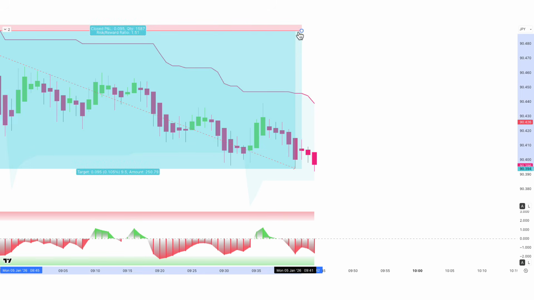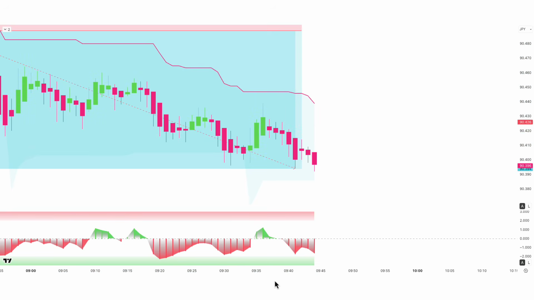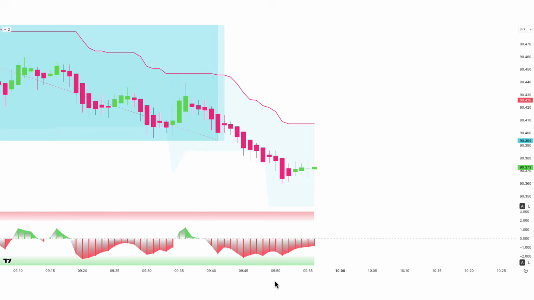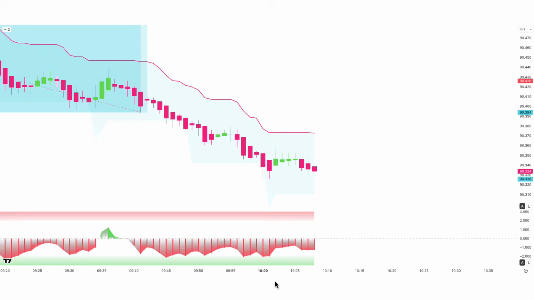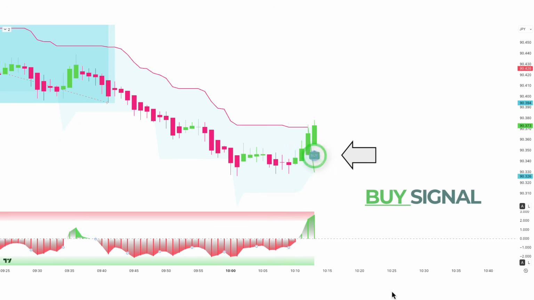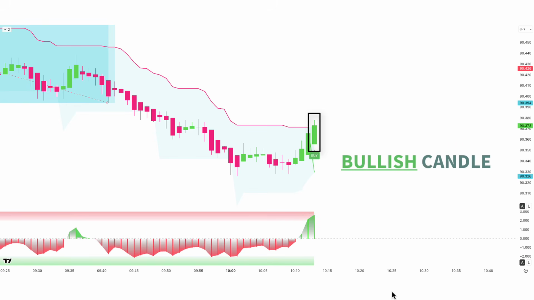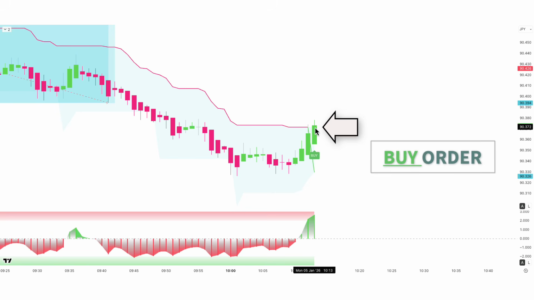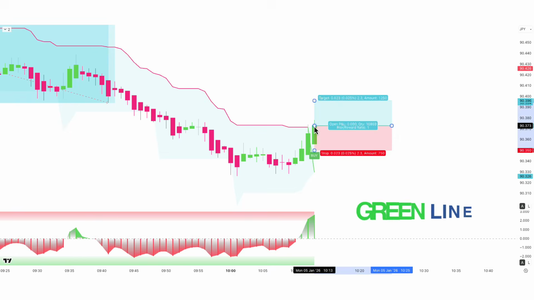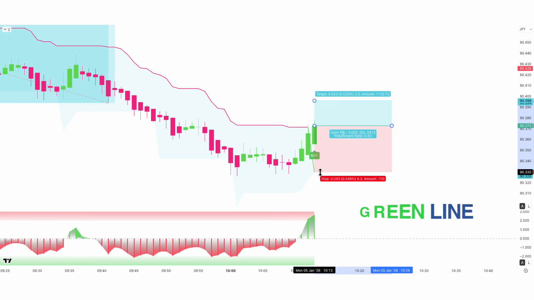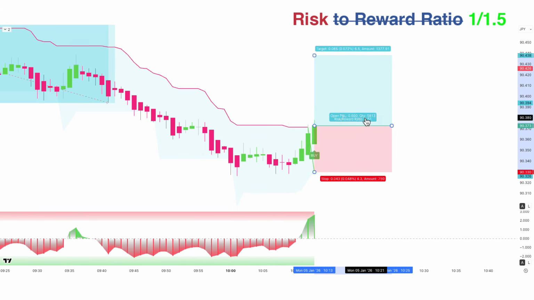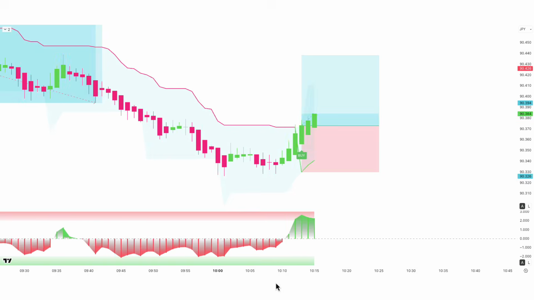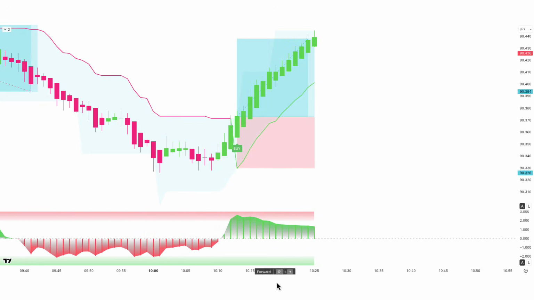Let's find the next trade. Here the Super Trend arrow of this indicator is a buy signal. Here the normalized indicator shows a green area histogram. Here the market has made a bullish candle to give confirmation. So all our conditions are being fulfilled, so we are placing an order to buy. Our stop loss is to be placed at the green line, and the risk to reward ratio will be 1:1.5. Let's see what happens to our trade. We have won the trade.